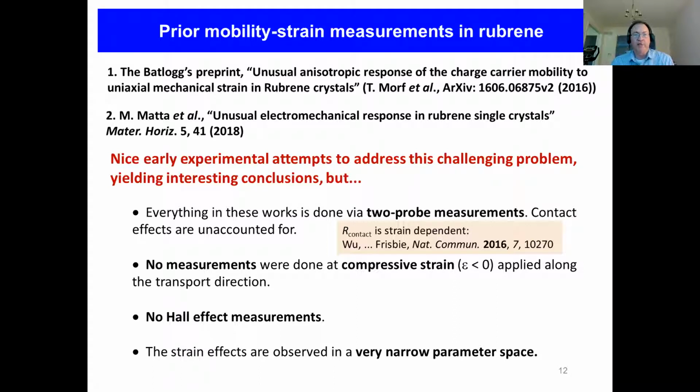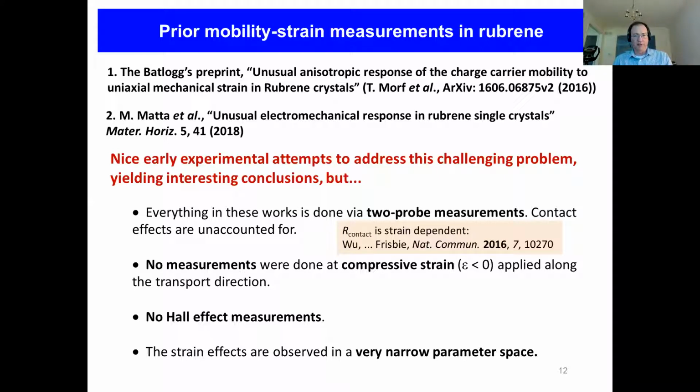First of all, everything in these works is done by two-probe measurements. As we know, for instance, from this recent work from Dan Frisbie's group, contact resistance could be strain dependent in organic devices, so one needs to somehow measure contact resistance also. Otherwise, these could cause artifacts. No measurements were done under compressive strain applied along the transport direction. Actually, in the second paper, no compressive strain at all was applied, which is very strange because this seems to be the most interesting part. So these data are missing.